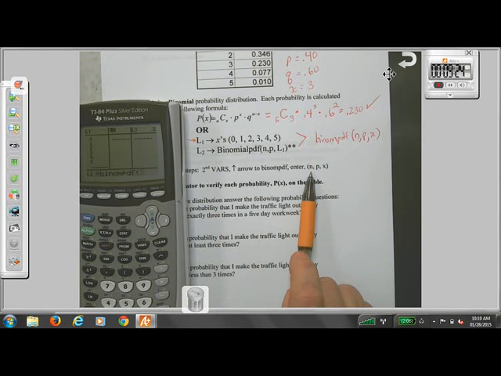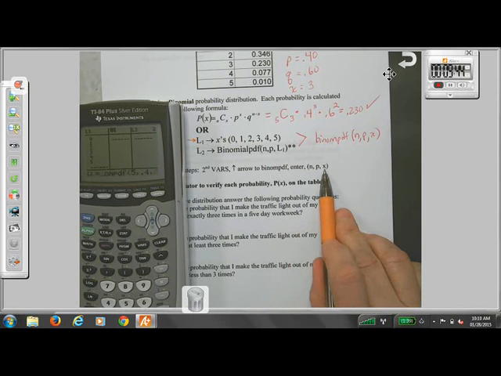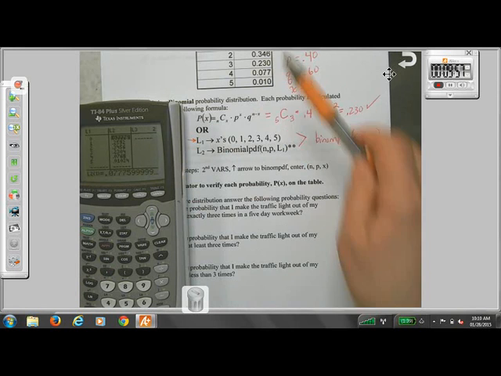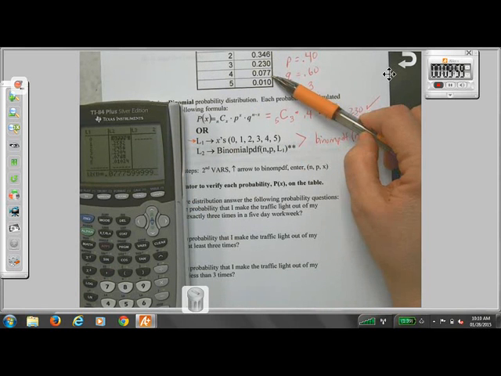Now I'm going to put in n, which was my largest number, 5, comma, 0.4 was the probability that's given, comma. Now all of my x's are in list 1, so instead of putting in an x, I'm going to put in list 1 here. So second and the number 1. It's going to use each one of these x's in list 1 to calculate the binomial probability, and they should all come out matching with this distribution that we have.